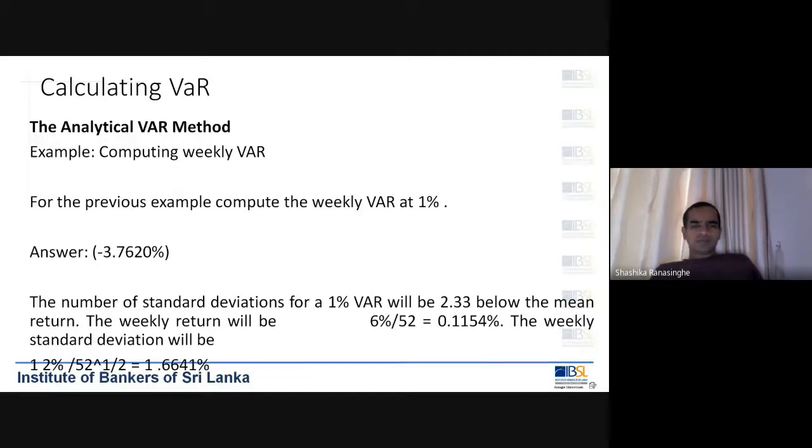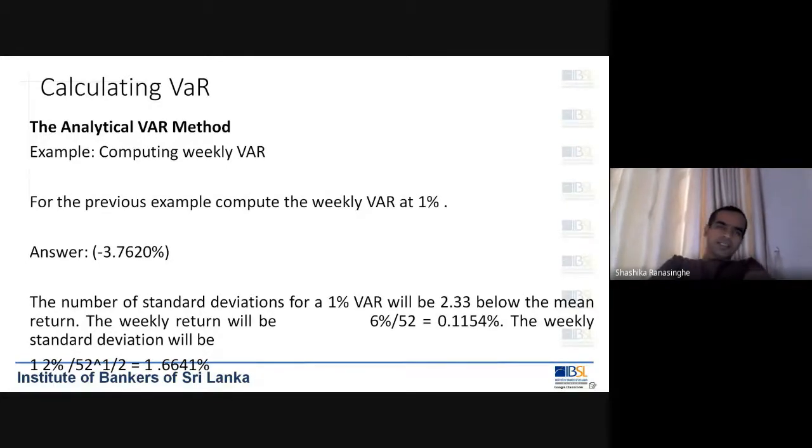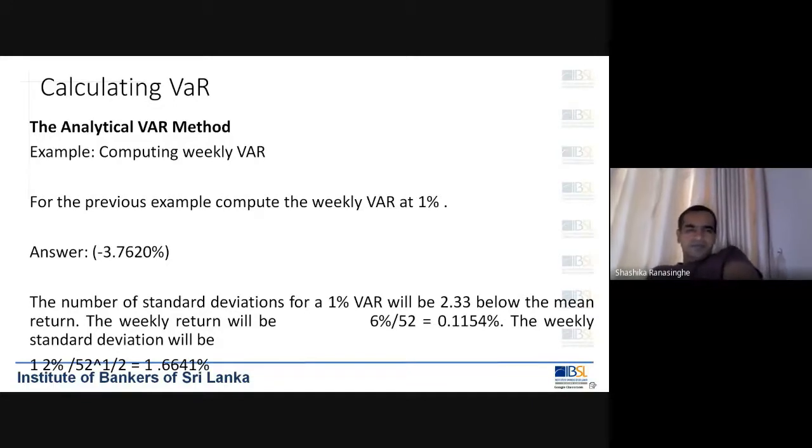Okay, so is this clear? Only change you make is you increase the sigma level. The Z score, right? From 1.65 at 5%, it increases to 2.33 at 1%. So this is 3.76% of 100 million.